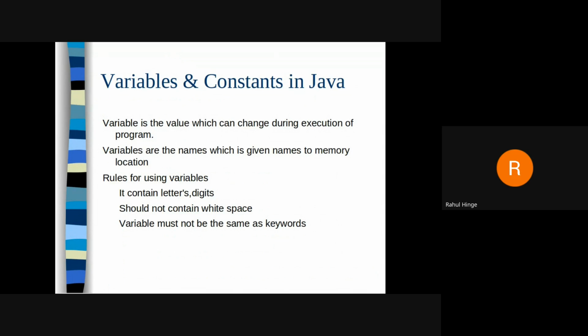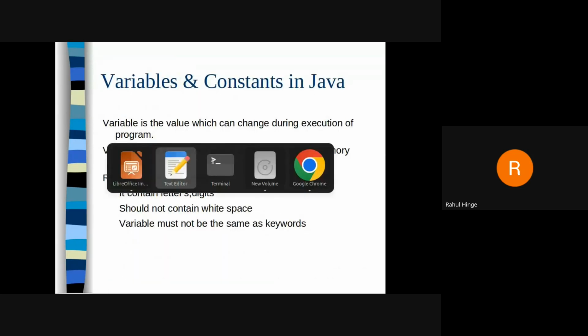Then the third rule is a variable must not be the same as a keyword. Keywords are reserved words inside Java, so we cannot use a keyword as a variable name. Okay, so for a simple example, we'll go inside our code.